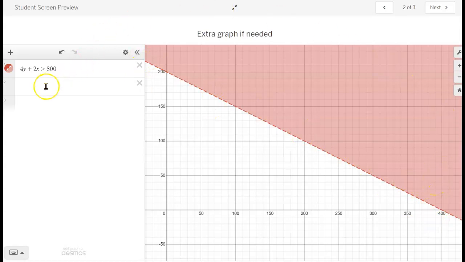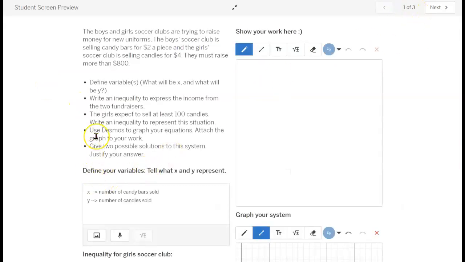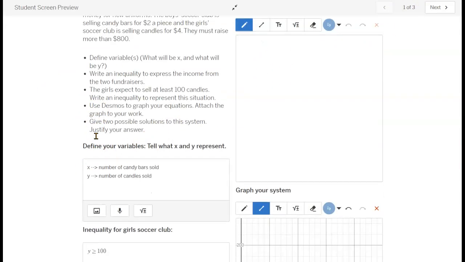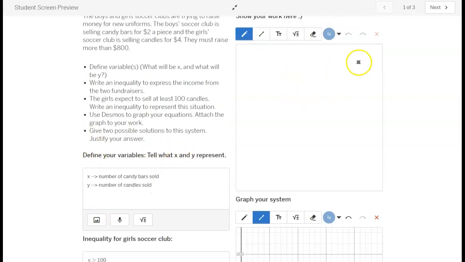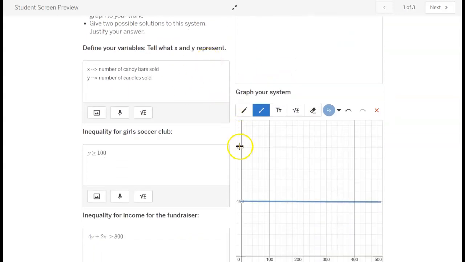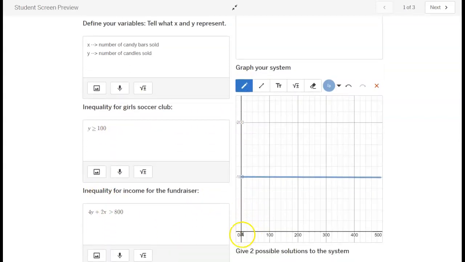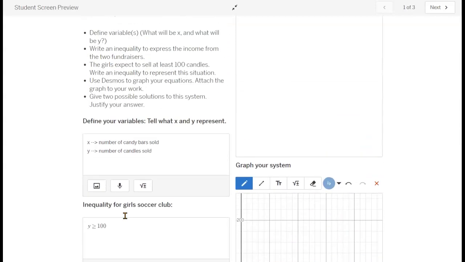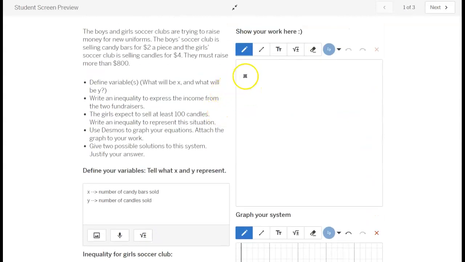Then you're going to have one for your y is greater than 100. So make sure you have that. This work area here we can use for multiple things. If you're going in here and you're trying to figure out where to plot your points for this, you can test a couple. Okay, so I want to figure out this 4y plus 2x is greater than 800.